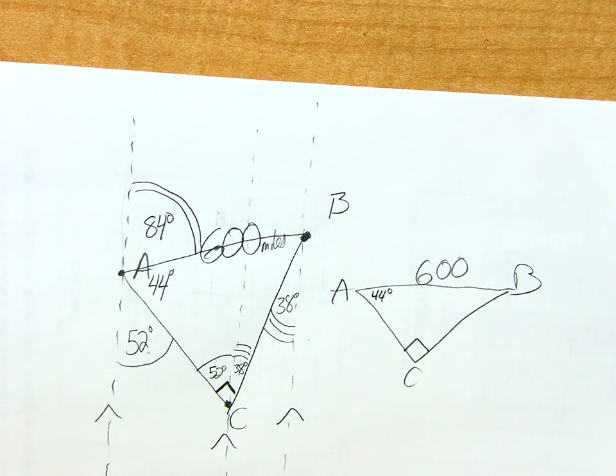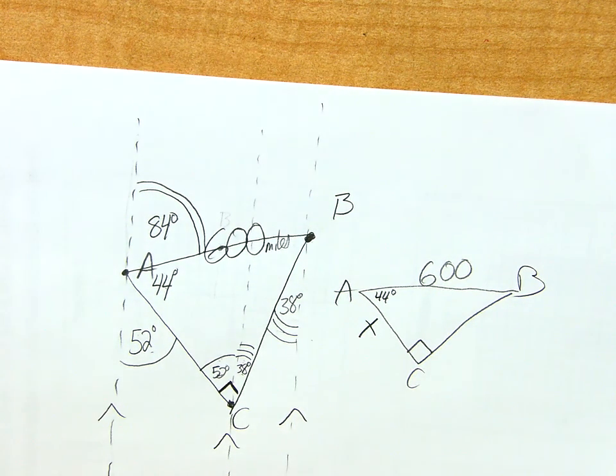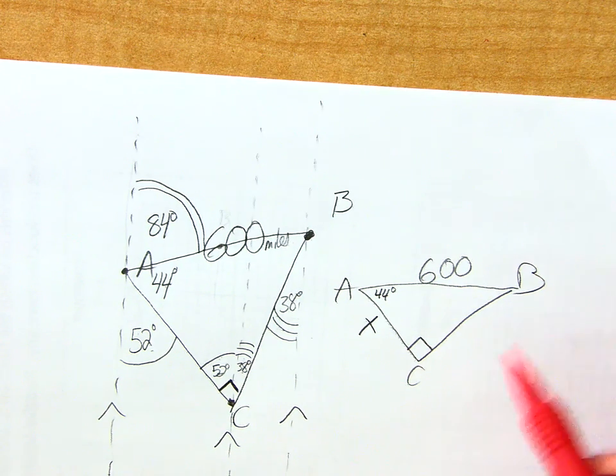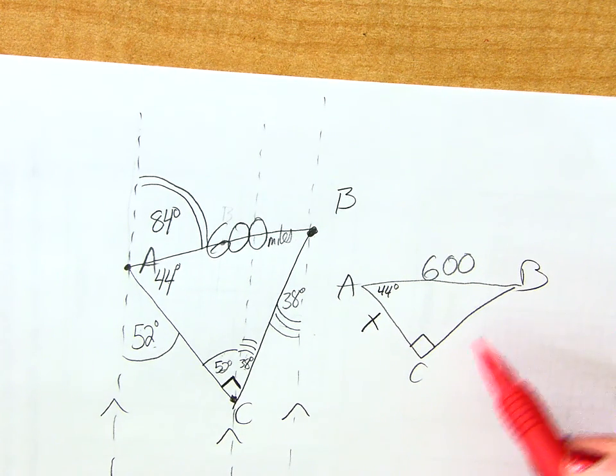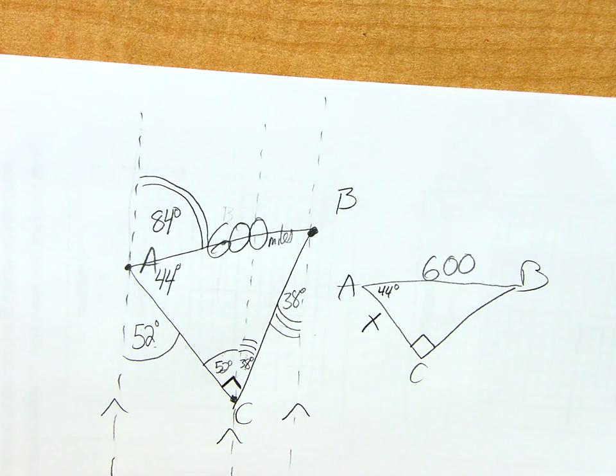Find the distance from A to C. So in this case, I'm looking for that. How would I find that now? Because I don't have a value for B to C, so I can't just do the Pythagorean theorem. But that's okay.